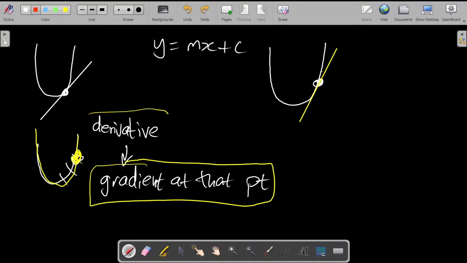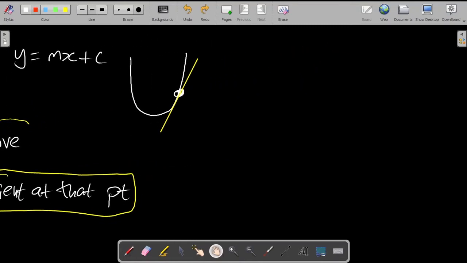So now we have talked about a few things. So let's try to summarize all of that stuff. So a tangent is a straight line, and it touches a graph once.